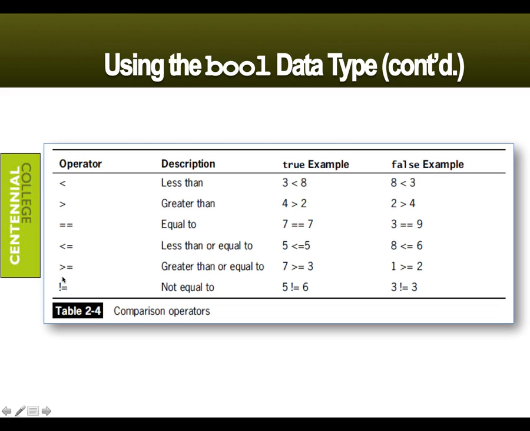Here's another one: not equal to. The not sign is an exclamation mark. 5 is not equal to 6. That's true. 3 is not equal to 3 is false because 3 is equal to 3. So, different operators: less than, greater than, equal to, less than or equal to, and so on.